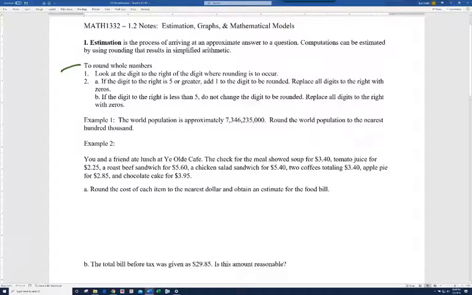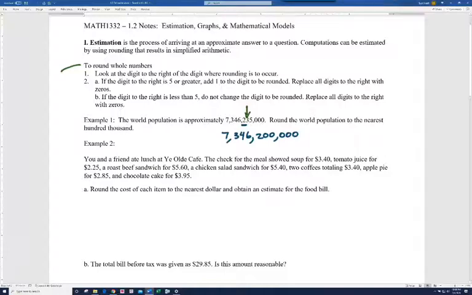7,346,235,000. Round the world population to the nearest 100,000. So first of all, you got to know where the 100,000s place is. That's right here. And you look to the right and you see a 3. Since that number is less than 5, we leave the 2 alone. If it had been 5 or larger, we would have rounded up. And so our answer here is going to be 7,346,200,000.